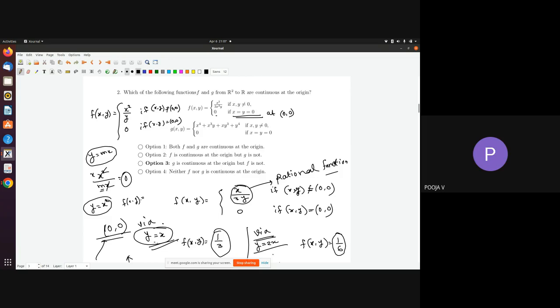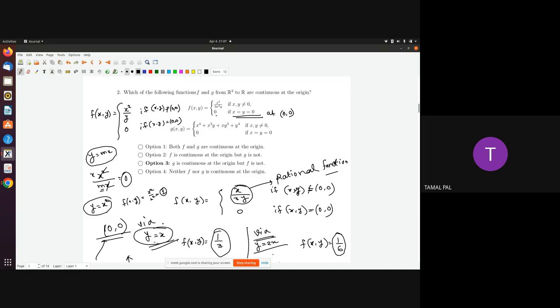So if I put this in my function, what is my functional value? x square by x square is equal to 1, right? Now what is the limiting value? It is 1, correct? Which is not the same as the limit when we are approaching along a straight line. So I got two types of path for which the limiting value is different. Understood?